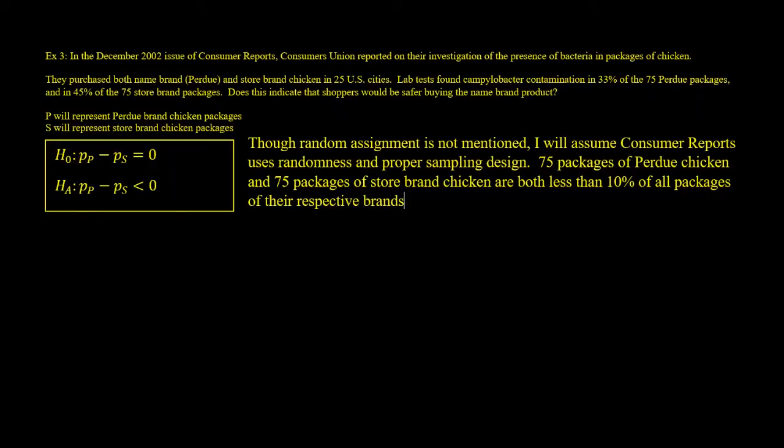Now the independent groups is a little bit tough here. We just want to make sure, because one store might handle chicken differently, so both the Perdue and the store brand would be more likely to have bacteria. So as long as the packages of each brand were not purchased at the same store, we'll have independent groups, so we don't have to worry about that mishandling by stores. So as long as they're not all purchased from the same store, we're good.